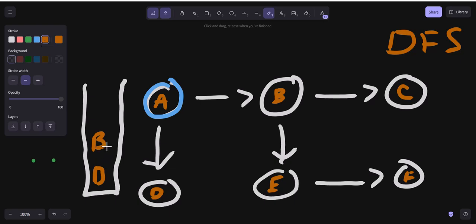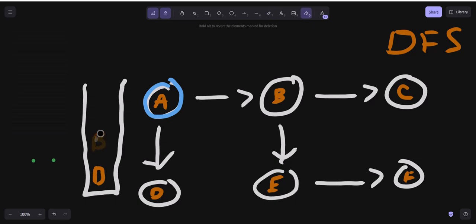We're going to pop B, since it's at the top of the stack, so that's what we're going to work with. All right, so we're going to pop B off the stack. Pop. Okay, it goes flying off. All right, and who are its neighbors? C and E. So we're going to put those on the stack.